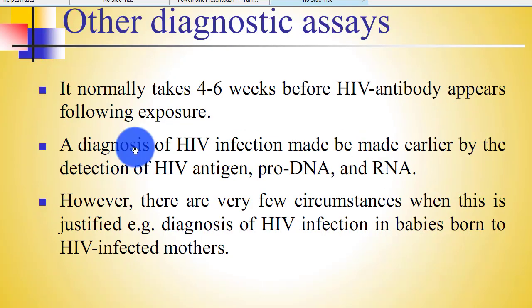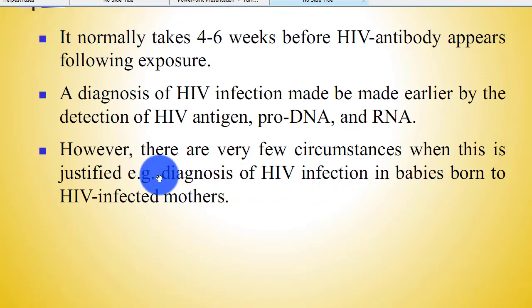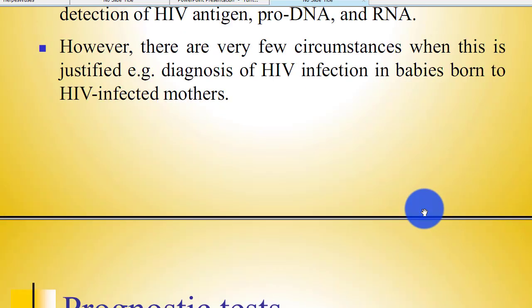Other diagnostic assays: it normally takes 4 to 6 weeks before HIV antibody appears following exposure. A diagnosis of HIV infection can be made earlier by the detection of HIV antigen or HIV DNA or RNA. However, there are very few circumstances when this is justified, such as diagnosis of HIV infection in babies born to HIV-infected mothers.